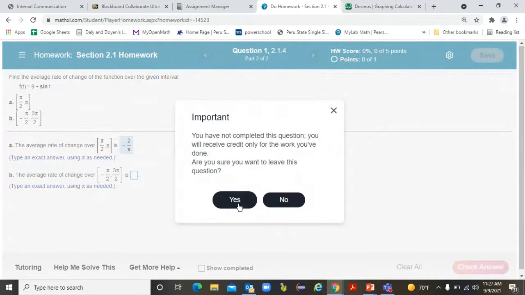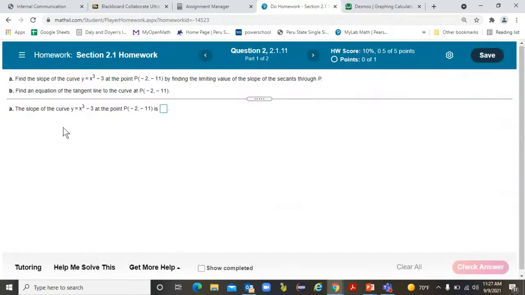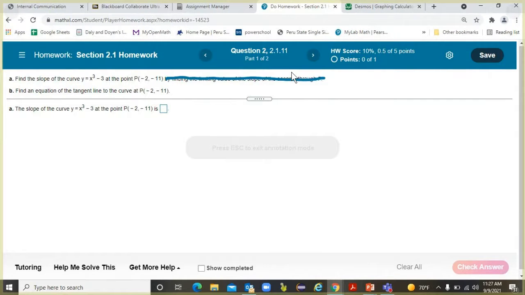All right, so let's look at the next one. This one says to find the slope of the curve. Notice this is at a particular point. Don't worry about the limiting value part of it. We'll talk about the word limiting next week. Just read the beginning part of it. So let's find the slope of the curve at that point and then find the equation. This is like the one that we did in class today. So again, just ignore that last part.